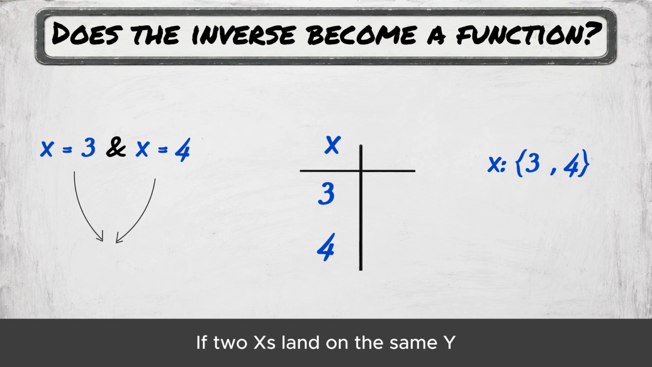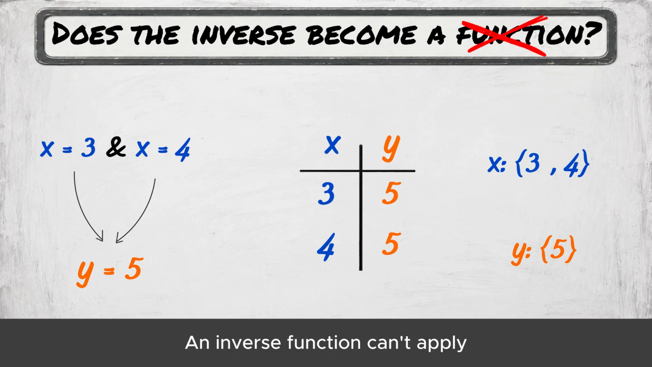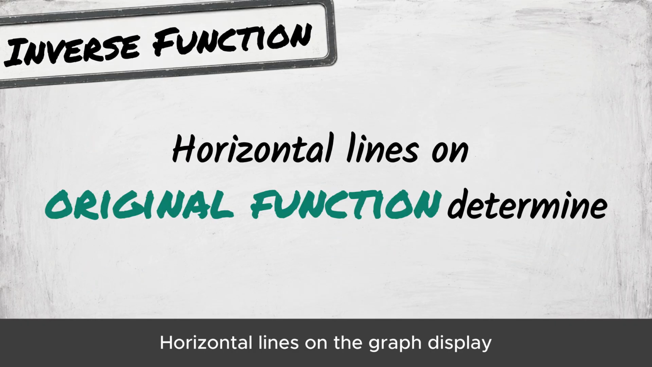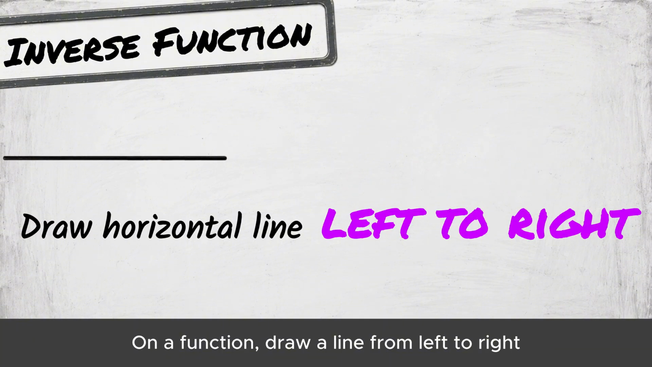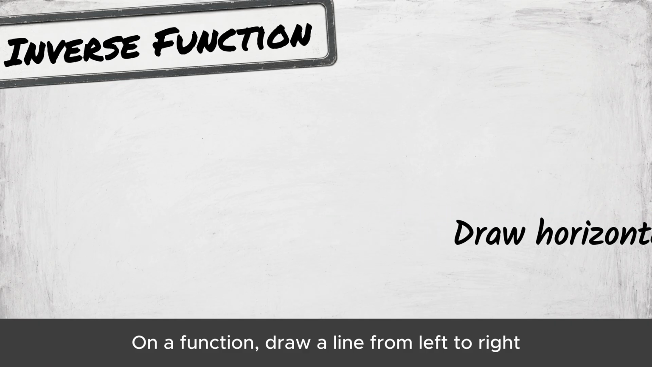If two x's land on the same y, an inverse function can't apply. Horizontal lines on the graph display. To see if the inverse can be a function, draw a line from left to right on the function.